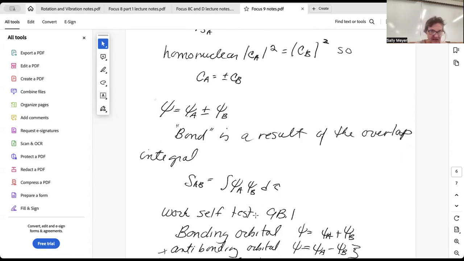So go ahead and do 9B.1, where you actually have to calculate the overlap integral for the hydrogen molecule.